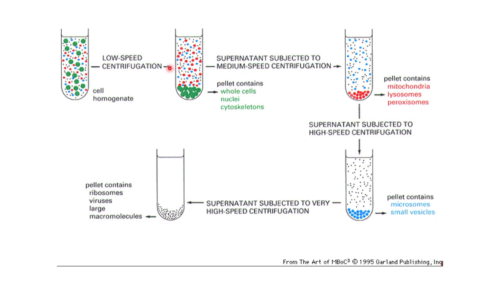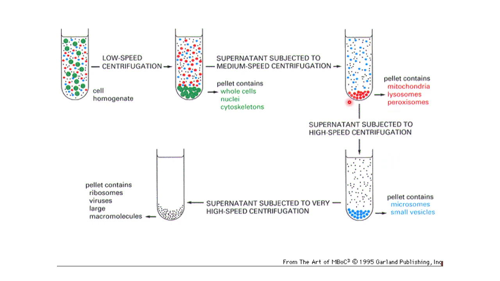You collect it and centrifuge it at low speed. The only things you can separate are basically the whole cells, the nuclei and the cytoskeleton that remain in the pellet. The other things remain at the top. Now you discard the pellet and take the supernatant and centrifuge it at a medium speed. When you centrifuge at a medium speed, your pellet contains mitochondria, lysosomes and the peroxisomes.